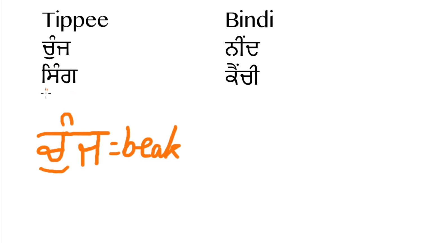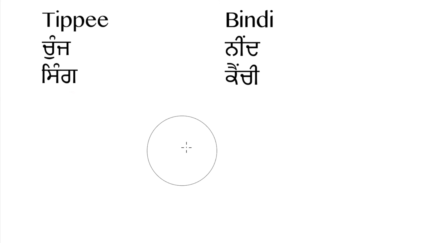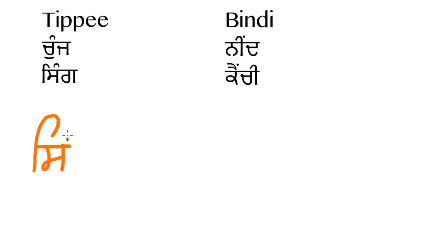And next we have a Sassa with a Sihari, a Tippi, and a Gagga. Singh. Don't mix it up with the surname, or the middle name that most Sikh men have, or all Sikh men have. This spelling of the word Singh means horn.